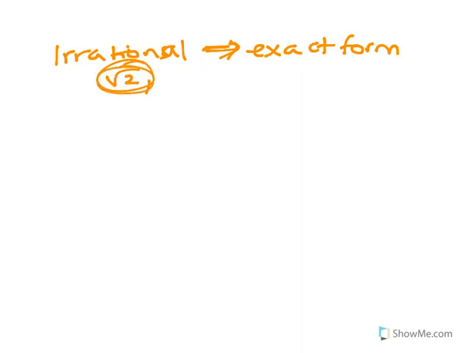Surds enable us to write things in exact form. So not rounded off, not as a decimal, but exactly as root 2, which is really important in measurement, especially when you're building stuff to precision. Okay, so first of all, you need to be able to simplify the surd, and that's what I'm going to do here.